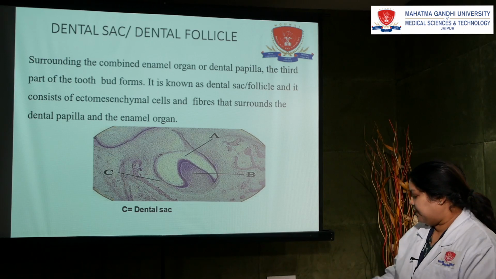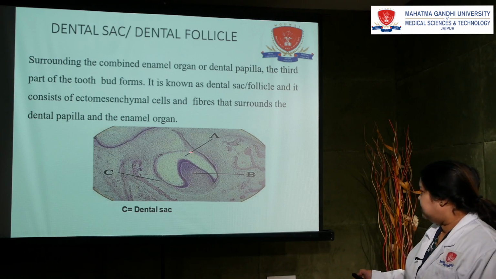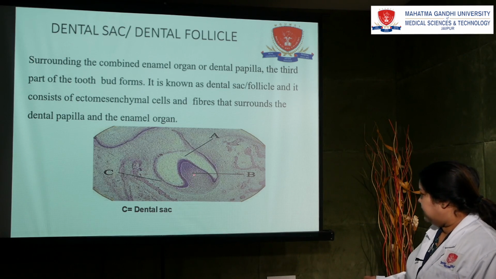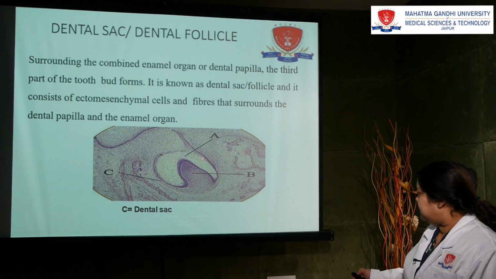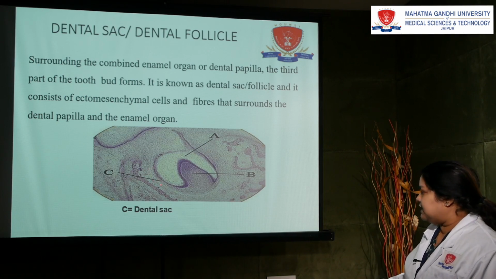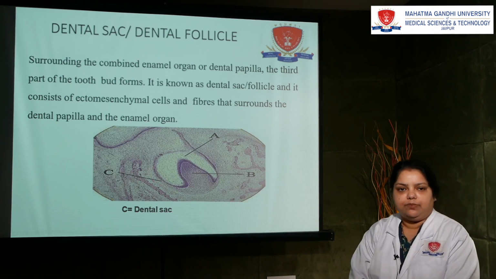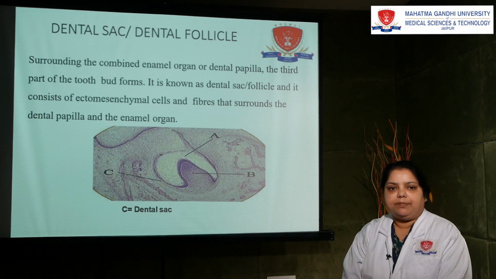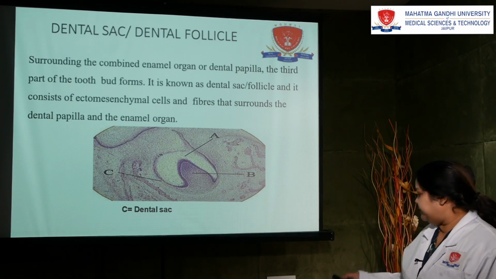Then the dental sac. Here you can appreciate this is the enamel organ, and the ectomesenchyme which is just adjacent to this enamel organ is the dental papilla. The ectomesenchyme that surrounds this enamel organ as well as this dental papilla is known as the dental sac. This dental sac will give rise to the alveolar bone, cementum and the periodontal ligament.